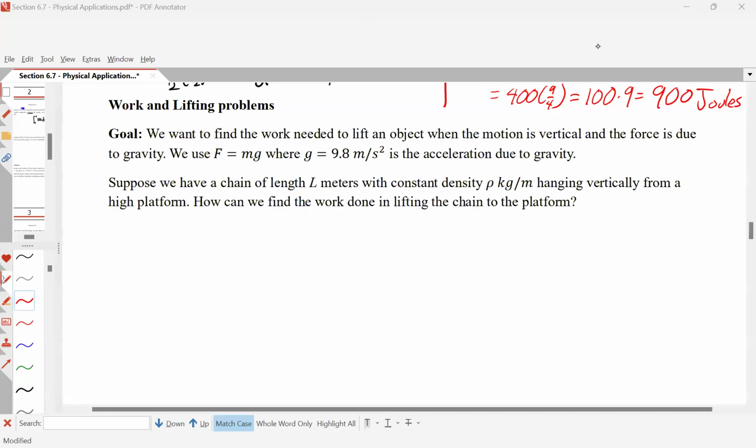Hello, in this video, we are going to take a look at how we can use integrals to find the work done to pull an object up vertically. So we want to find the work that is needed to lift an object when the motion is vertical. So far, we've been working with a horizontal distance.